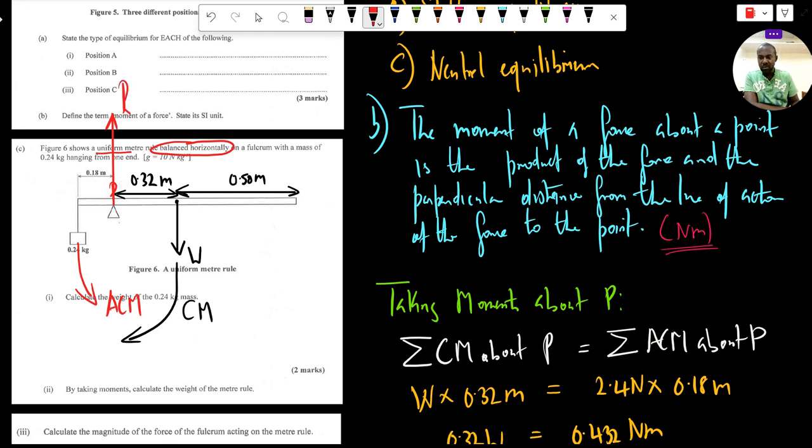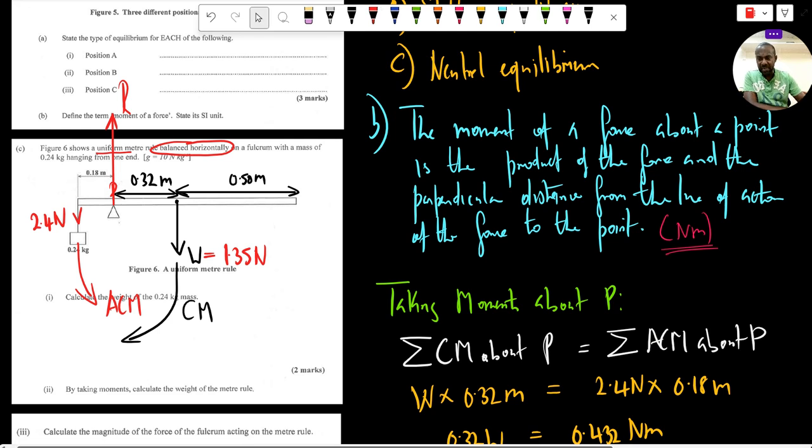Let's call that R. So there is going to be an upward reaction force. We know that we have the weight of the meter rule and the weight of the 0.24 kilogram mass acting vertically downwards. So this W of the meter rule is equal to 1.35 newtons. The weight of the 0.24 kilogram mass is 2.4 newtons. And therefore, that will allow us to find the value of the reaction force at P, right?